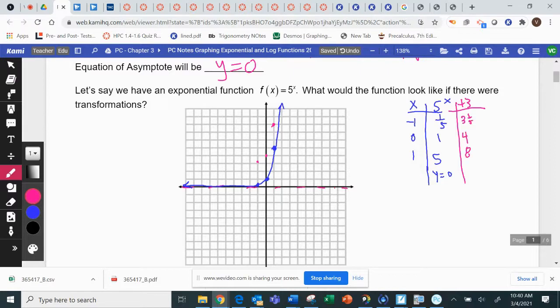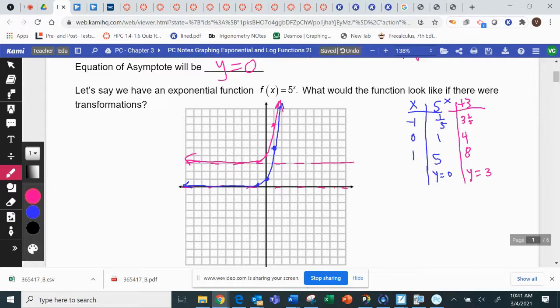There's something else in my table, though, that could move up when I add the 3. What else needs to move up in my table? The asymptote. So if that's y equals 0 and I take the entire graph and move it up 3, the asymptote's going to go up 3 as well. So y equals 3. There's the new asymptote, and then the new graph would be there.